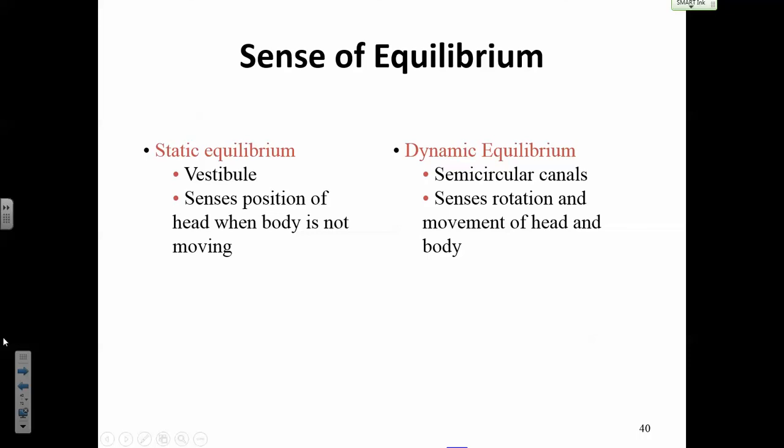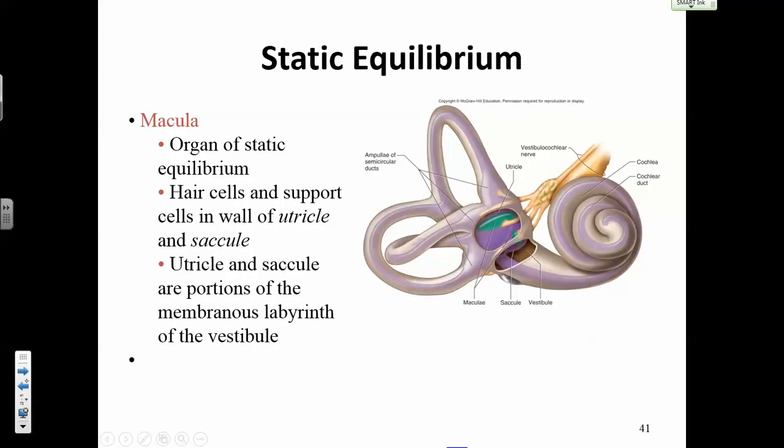The organs for static equilibrium are located within the vestibule of the inner ear. The vestibule is that area between the semicircular canals and the cochlea. Dynamic equilibrium keeps your balance when your body is moving around, and the organs for dynamic equilibrium are found in the semicircular canals. So we're going to take each of these one at a time, starting with the static equilibrium.